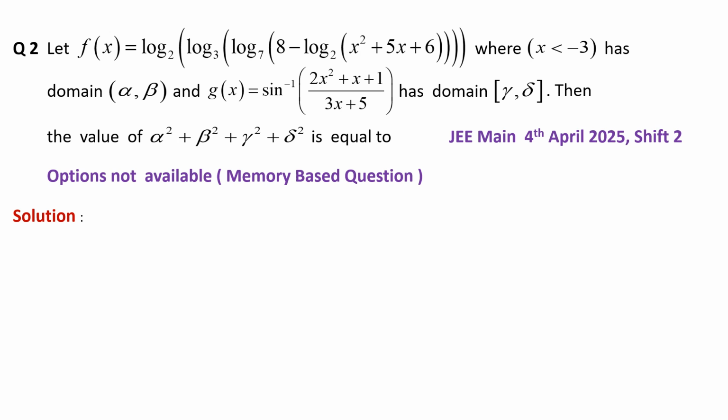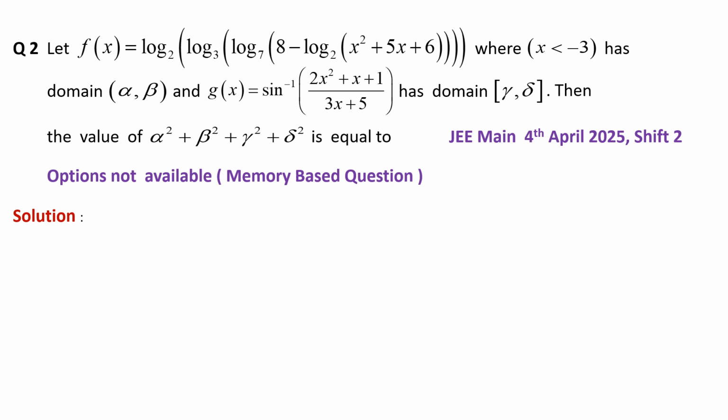It says let f of x equal to log of 8 minus log of x square plus 5x plus 6, where the base of these logarithms are 2, 3, 7 and 2 respectively, where x is less than minus 3, has domain open interval alpha comma beta, and g of x equal to sine inverse of (2x square plus x plus 1) whole divided upon (3x plus 5), has domain closed interval gamma comma delta. Then the value of alpha square plus beta square plus gamma square plus delta square is equal to.